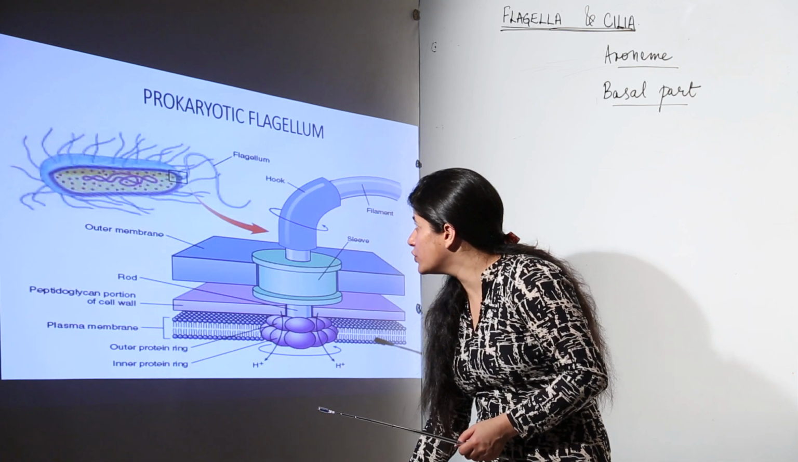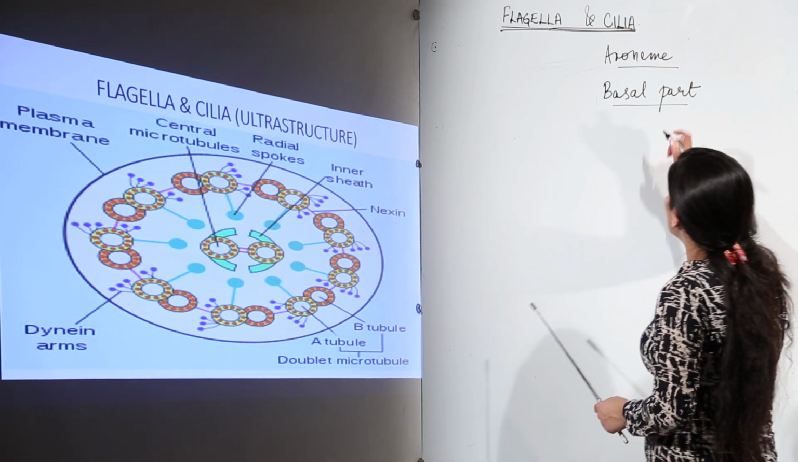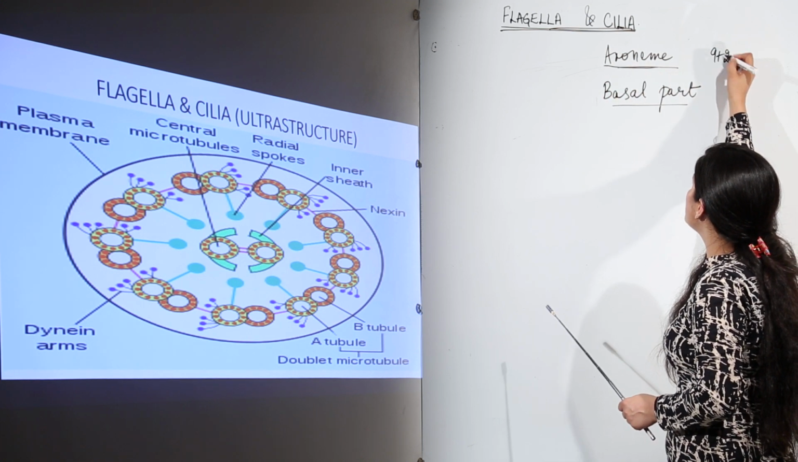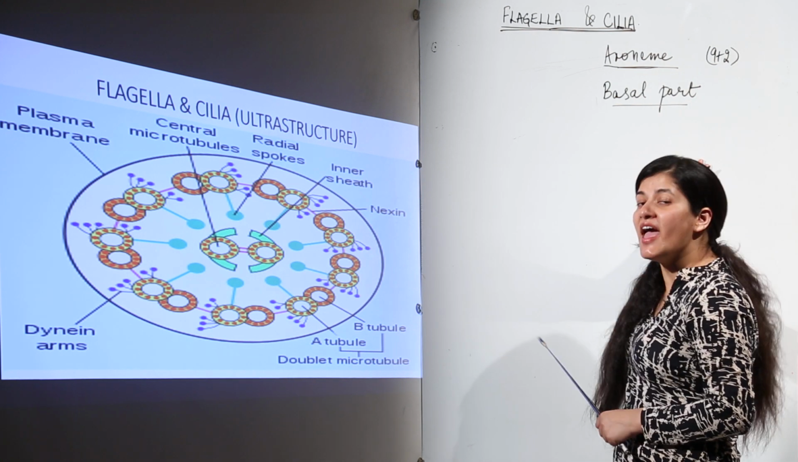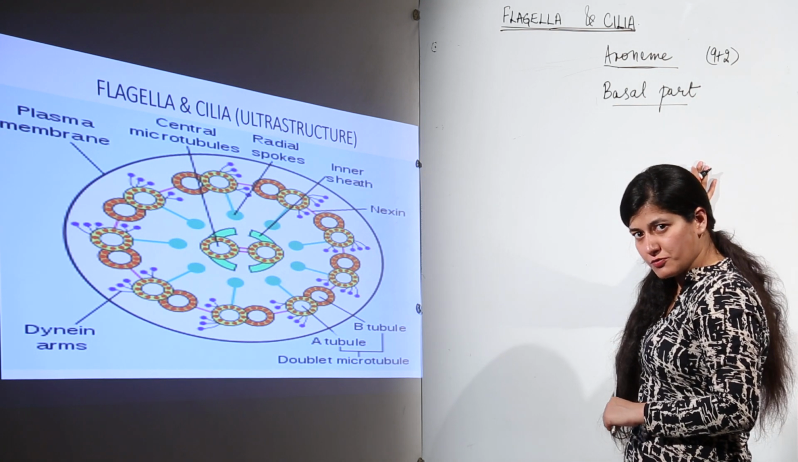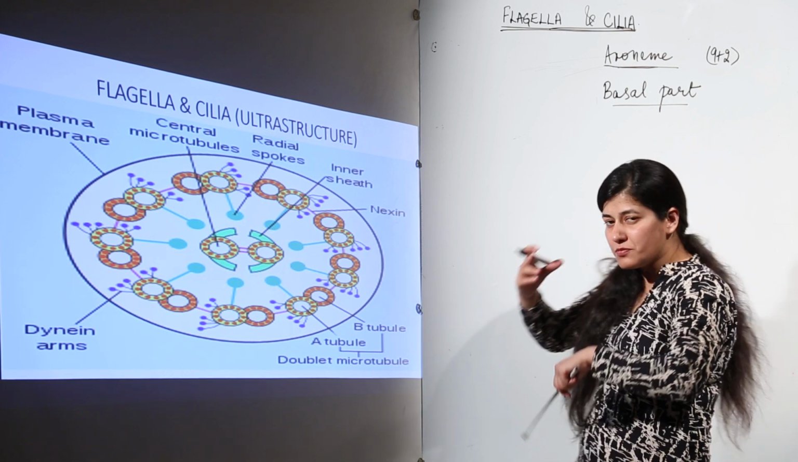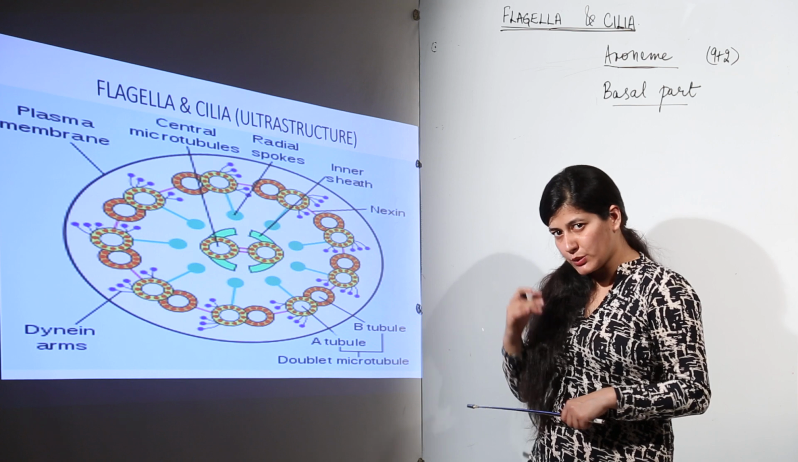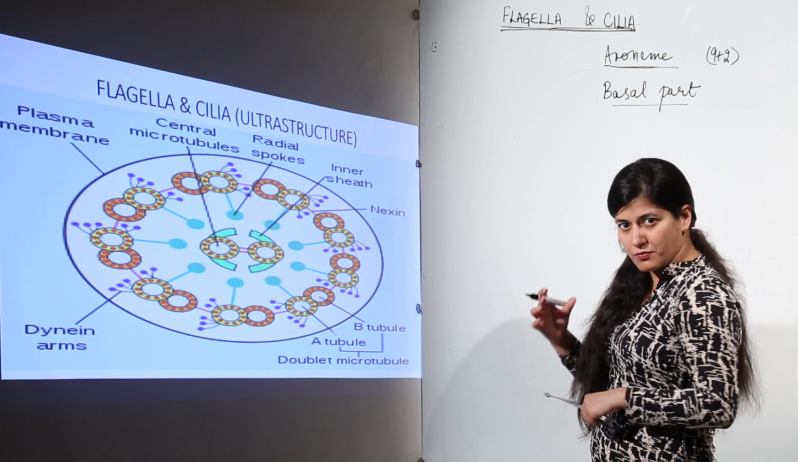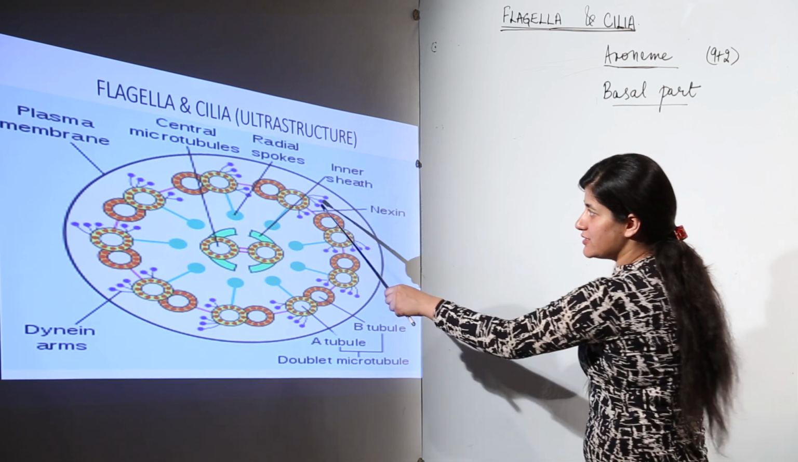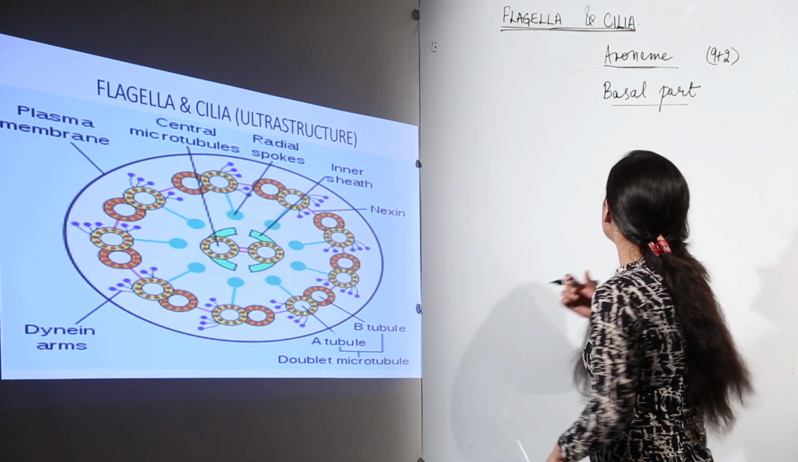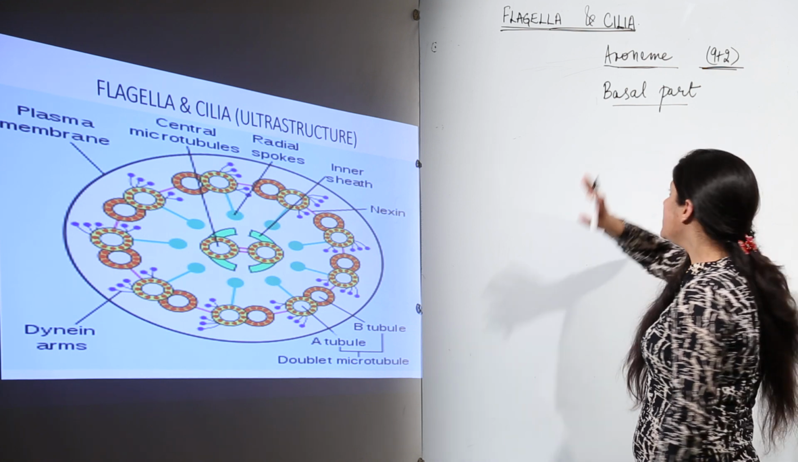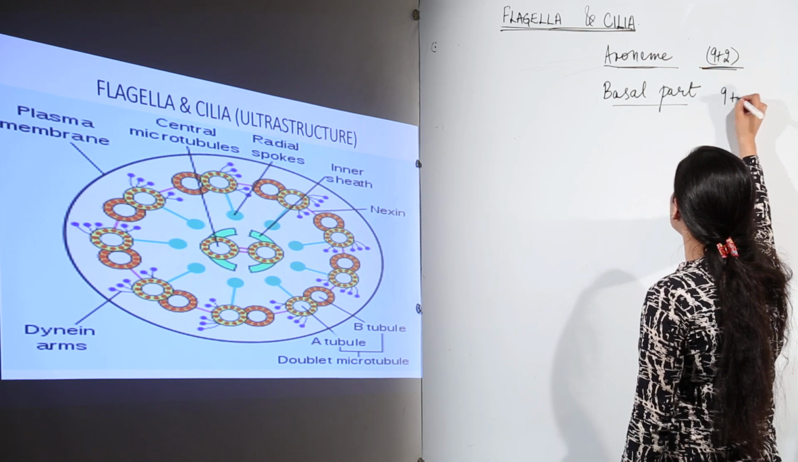Coming back to the ultrastructure, we have this axoneme which has a 9+2 arrangement of microtubules. You know what microtubules are and what their function is. Microtubules are basically polymers which get intertwined. We have actin-like filaments over here which get intertwined and form the microtubules, and because they are hollow from inside, you can see this hollow part being represented. So we have a 9+2 arrangement in the axoneme, while in the basal part it is 9+0.